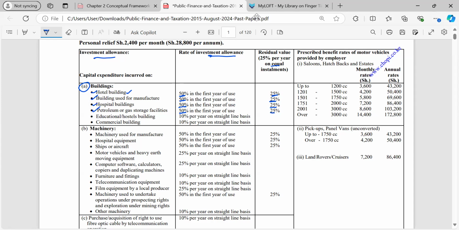The second category is a category of buildings that qualify for 10% on straight line basis only. These are educational buildings and commercial buildings. So those buildings only qualify for 10% on straight line basis. There is no 50% in the first year of use.